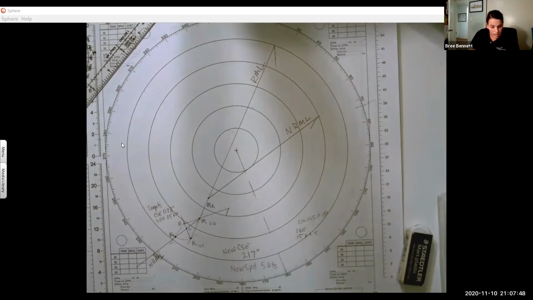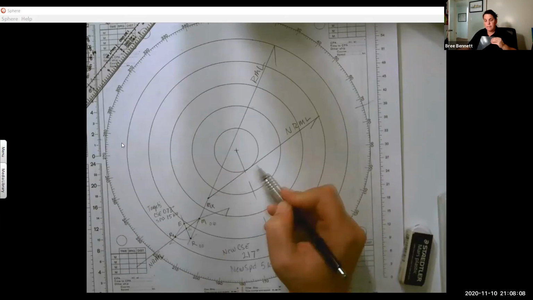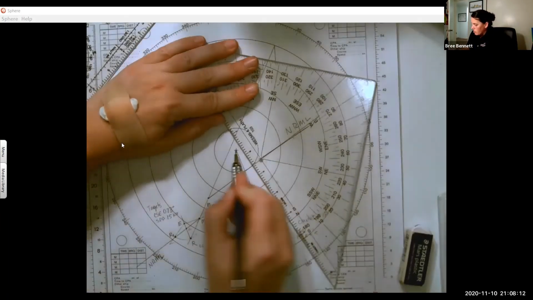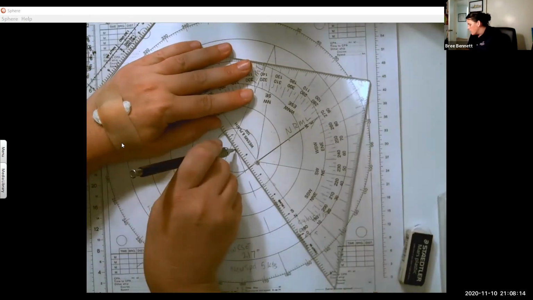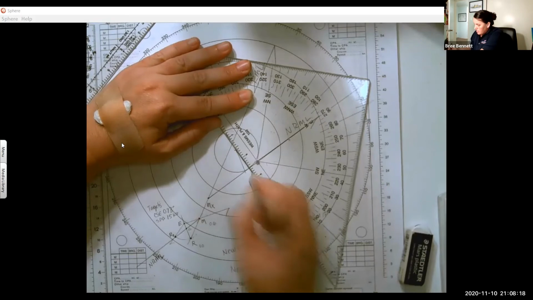In the question, let's see, what do they ask us? Our new CPA due to our course change, what is the time of CPA and the bearing of that CPA? Okay, so we created our new relative motion line. So to get CPA, I do the right angle to the relative motion line. So that's going to be my CPA.